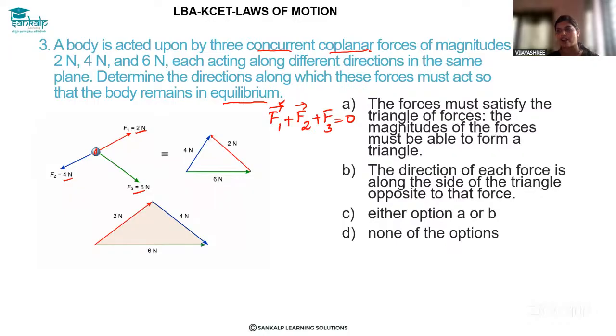So what does the triangle law of forces say? What does the triangle law of forces say? If three forces acting simultaneously on a body are in equilibrium.